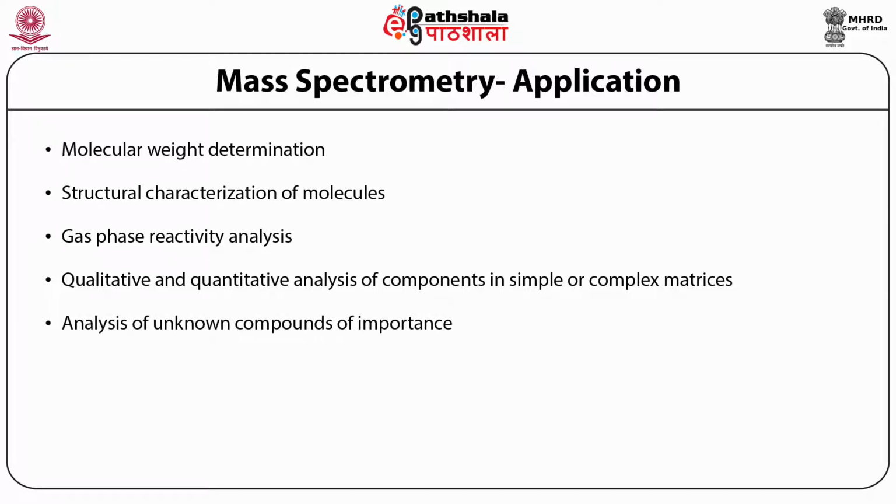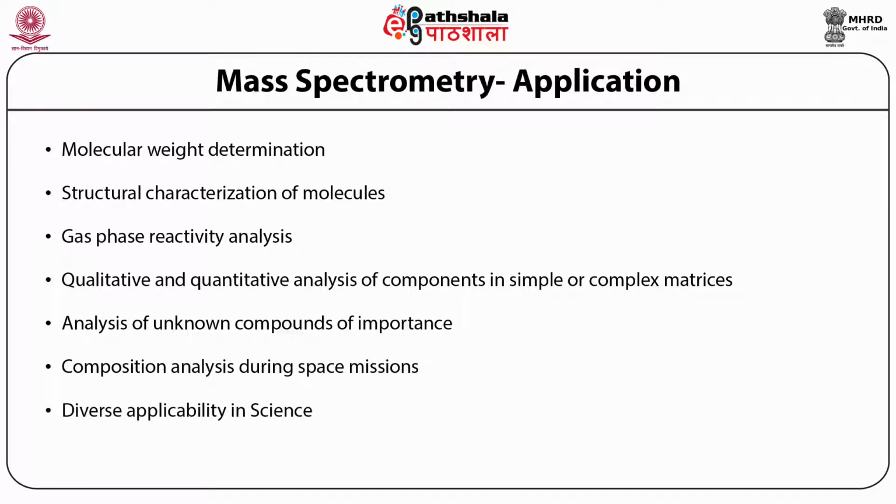Another application is analysis of unknown compounds of importance, especially when you are trying to isolate a compound from plant origin, marine sources, or environmental sources. Analyzing the compounds, especially their structure, it has a big role. Composition analysis during space missions is another important application. I think I will talk about this later. It also has several other applications which are pretty diverse to comprehend.